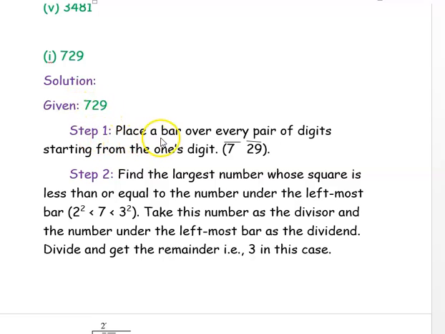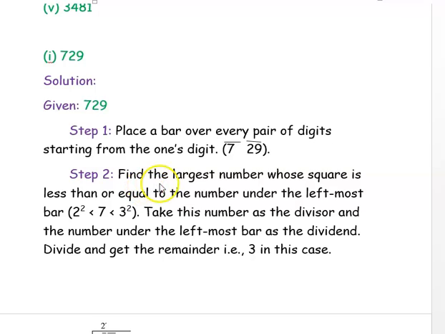Step 1. Place a bar over every pair of digits starting from the ones digit. So, the given number is 729. I am going to place the bar for every pair of digits starting from ones. So, 9 is the ones digit and 2 is the next number. So, I placed a bar over 29. Then, I have placed a bar over 7. We know that even if a number is a single number, you have to place a bar over it.